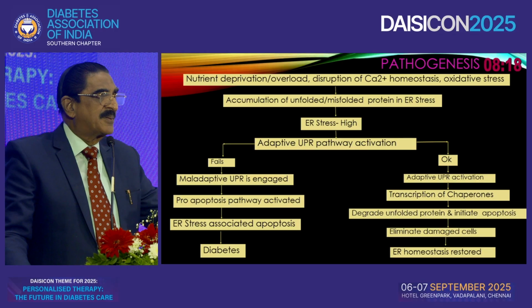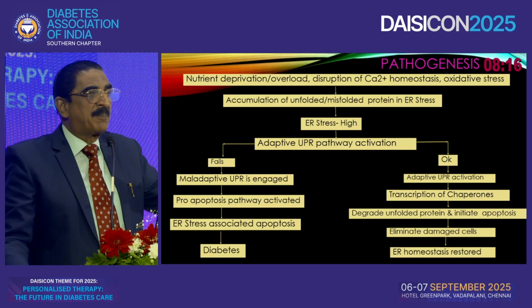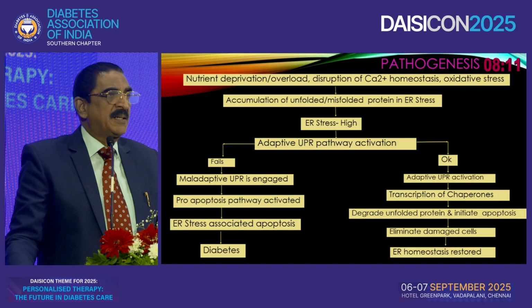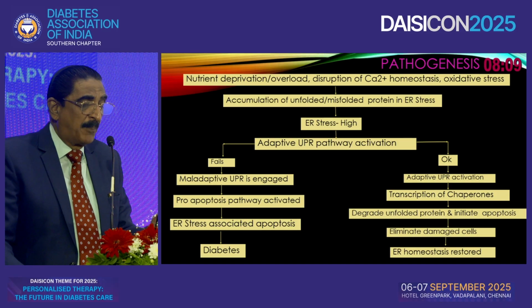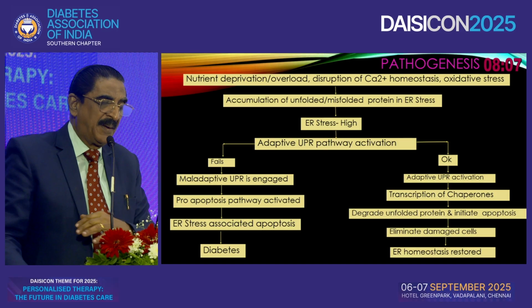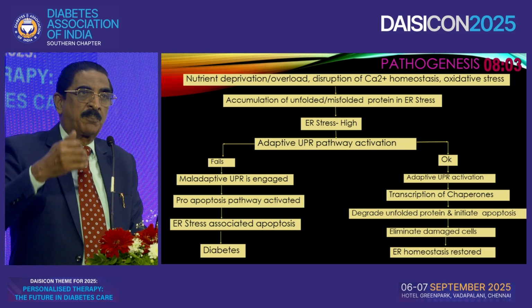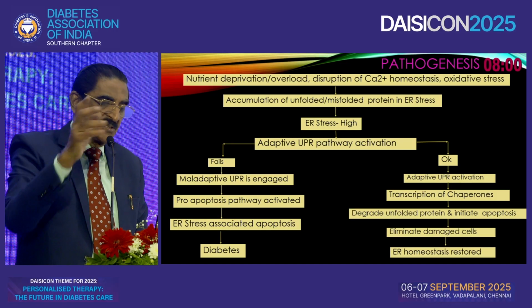Whereas if it fails, what happens? The maladaptive UPR takes over, and then it goes off causing the pro-apoptosis pathway, and the ER stress associated apoptosis happens, and you get into problems like diabetes because the beta cells are lost.